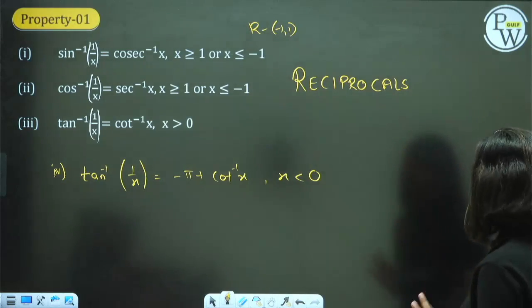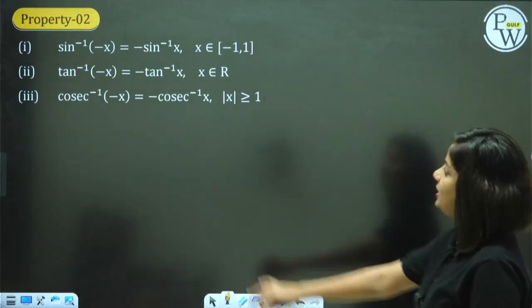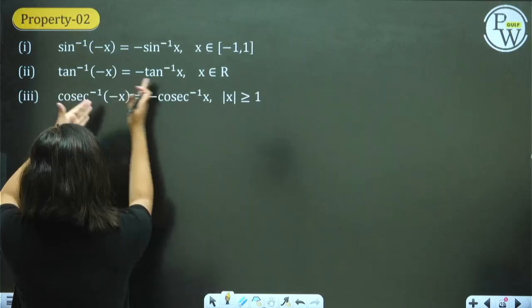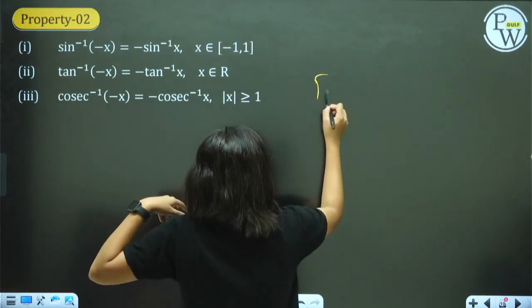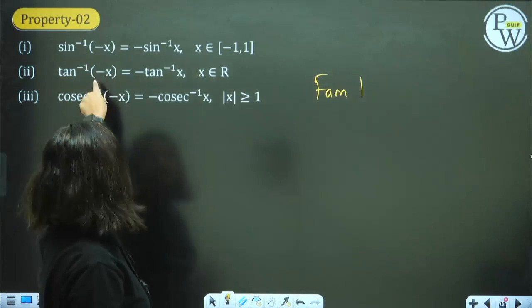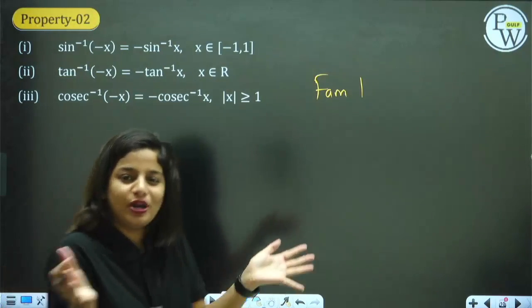The first property, reciprocal property, you will be able to remember. Second property is sine inverse of minus x equal to minus sine inverse of x. Family 1, theta cosec. Whenever there is a negative sign in family 1, the negative sign comes out.